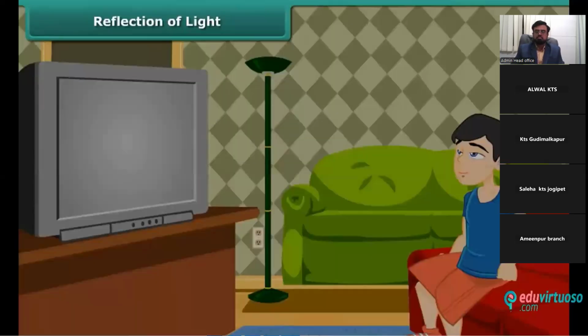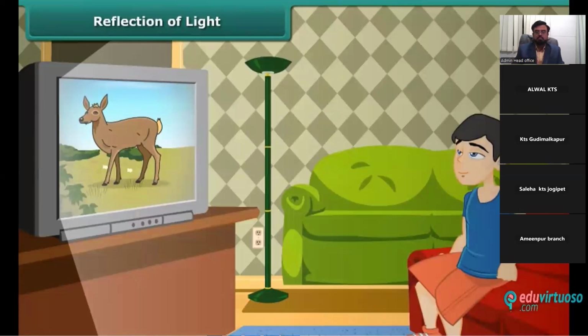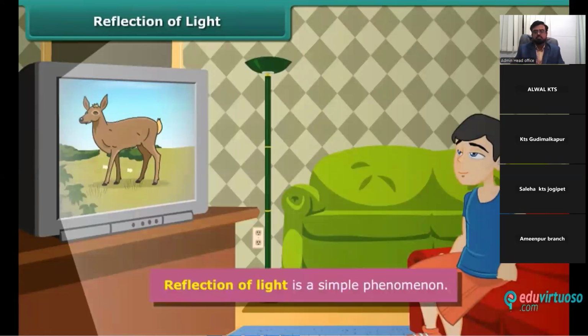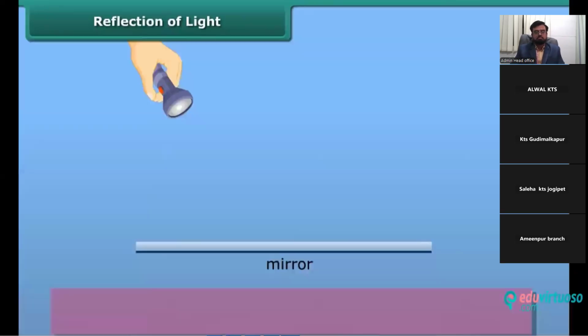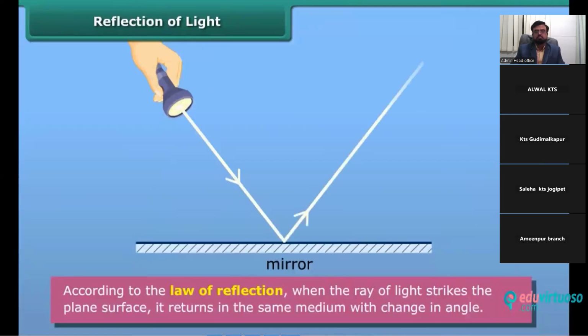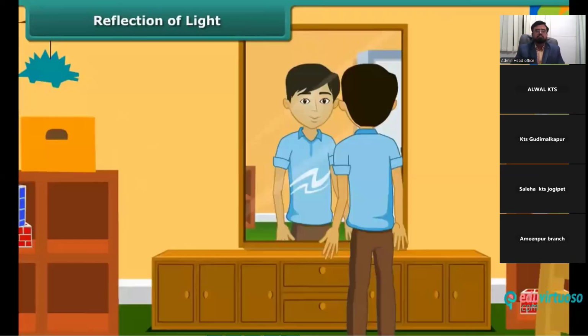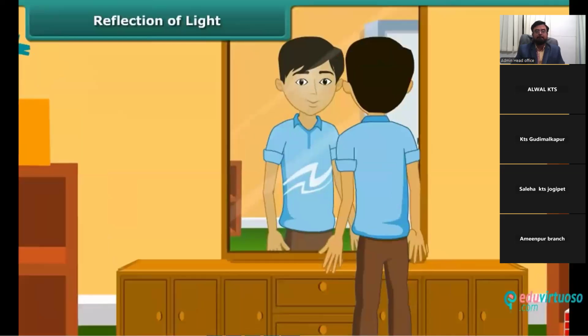Reflection of light. Can you tell how do we see objects? Well, we see objects when light reflected from them reaches our eyes. Well, reflection of light is a simple phenomenon. According to the law of reflection, when the ray of light strikes the plane surface, it turns in the same medium with change in angle. It's no surprise that when we look in a mirror, we see an image of ourselves reflected back.